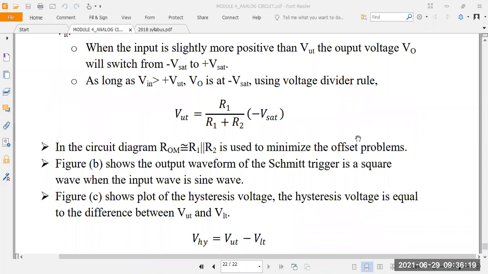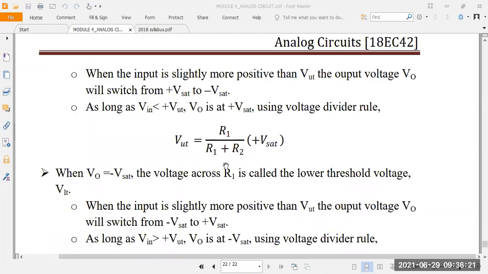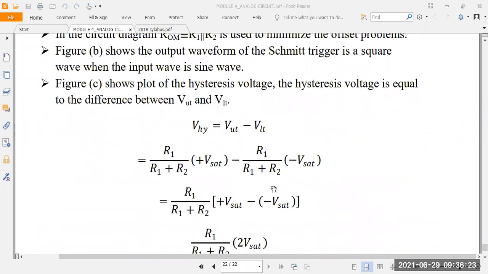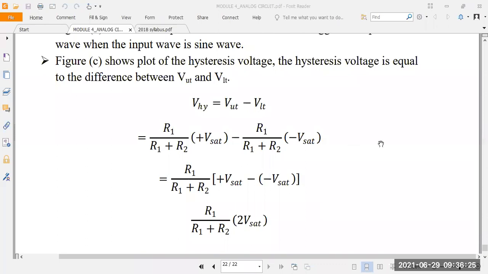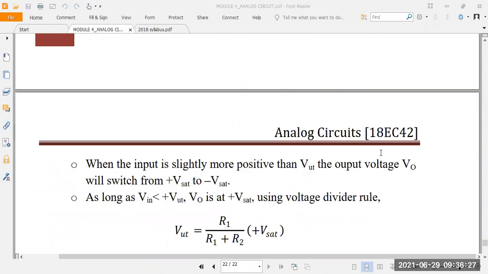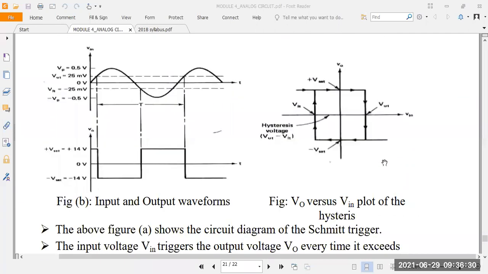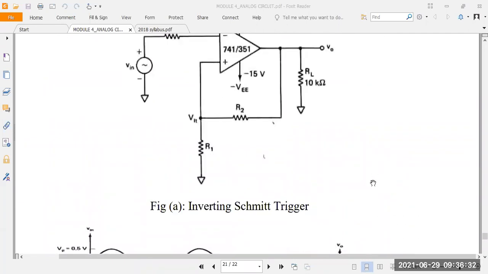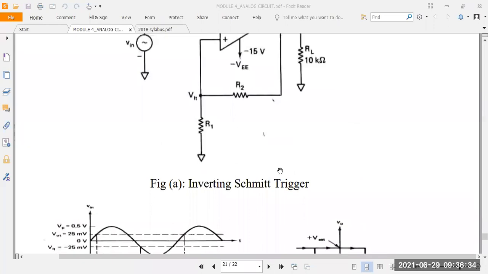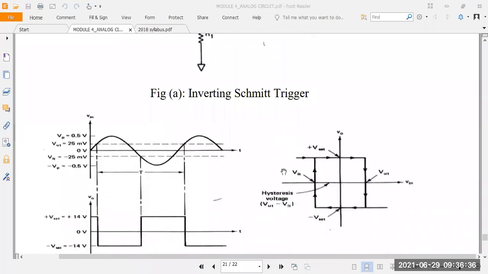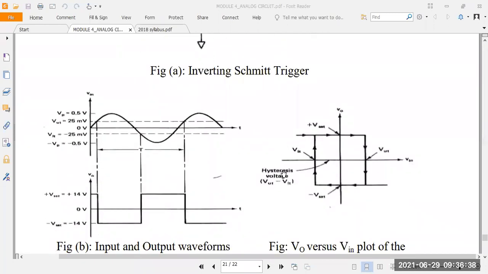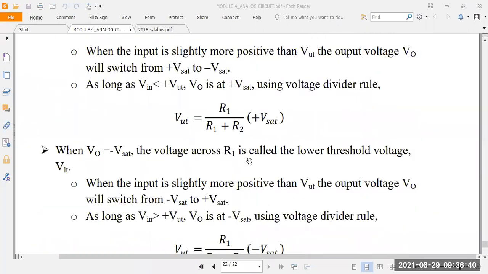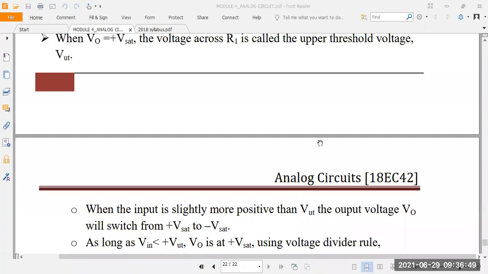Next class we'll go with the derivations here: how we can find the upper threshold voltage and lower threshold voltage. Based on this we can discuss the problems also. Tomorrow we'll start again with the schematic circuit. I'll write the derivations here. Based on the derivations, you have to design the output voltage and input voltage by setting the lower threshold voltage and upper threshold voltage. These are the formulas here, not to design the schematic circuit. So, any doubts here?